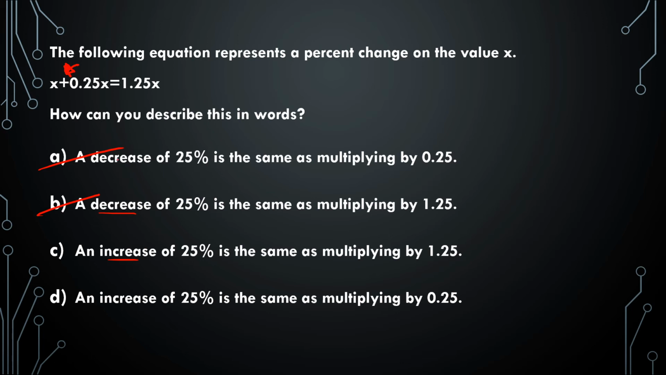From here, let's look at my final answer. My final answer is 1.25. So I want to pick the answer choice that has 1.25, which is not this bottom one. So here, this represents an increase of 25, and it's saying it is the same as multiplying by 1.25.